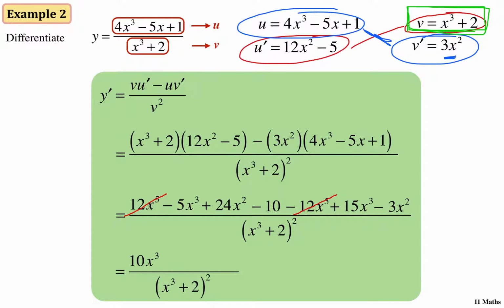Let's look at the next part. The x squareds, 24 of them, minus 3 of them, gives me plus 21x squared. And the only other part that I haven't dealt with is the minus 10. It doesn't have any friends. So minus 10 all over x cubed plus 2 squared. We don't expand the denominator. There's no common factors on the top. So that's our final answer.